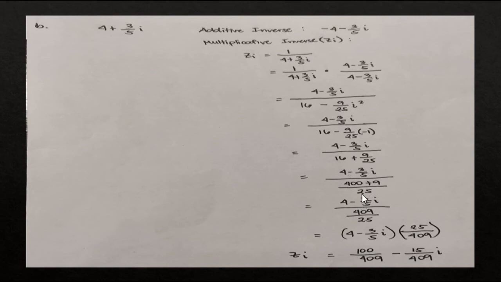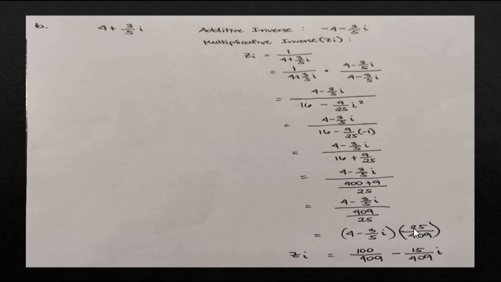So, 25 is our LCD. 25 divide 1 is 25 times 16, that is 400. 25 divide 25 is 1 times 9, that is 9. So, copy the numerator. 400 plus 9 is 409 over 25. So, to simplify that further, since we can multiply it by the reciprocal, it becomes flipped, but we multiply it here to our numerator. Okay, so 4 minus 3/5 I times 25 over 409 now.